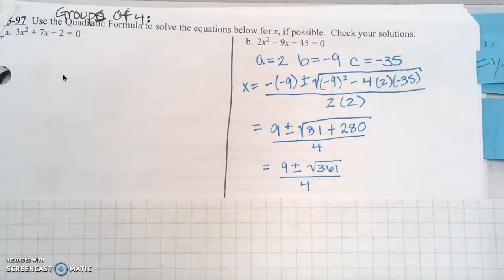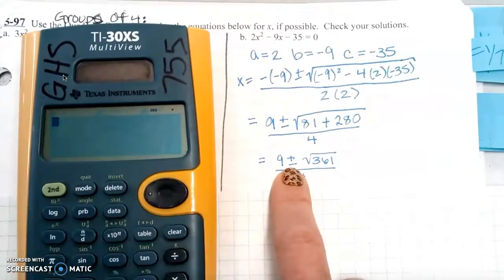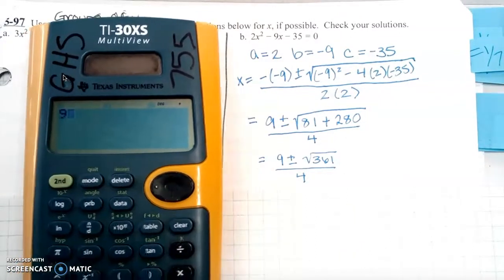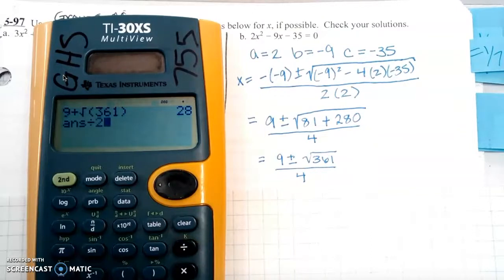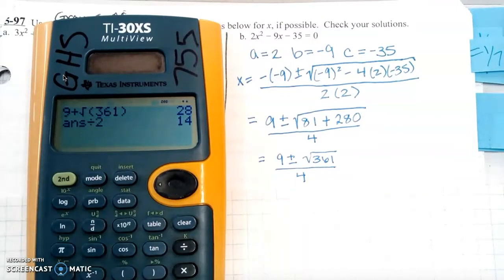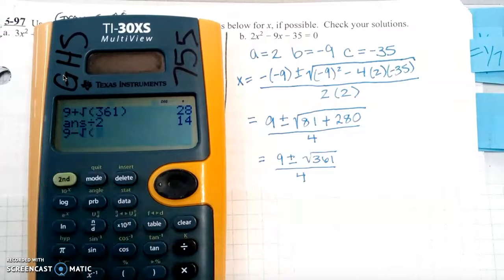So let me show you how to do it on the calculator. We're going to do the plus first. So you're going to say 9 plus the square root of 361. We're going to divide that by 2. And we get a nice pretty answer of 14. Now let's do the subtracting. So 9 minus the square root of 361.